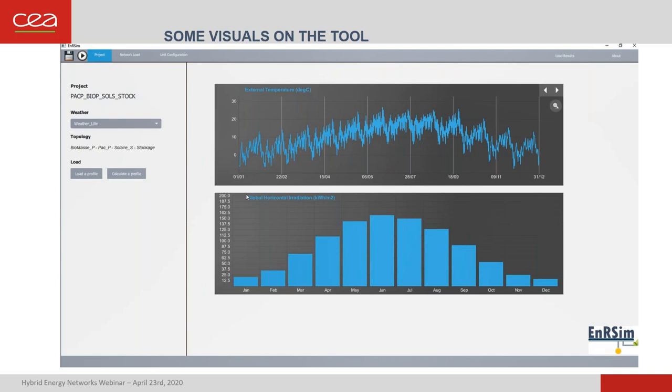I'll just end this presentation with some visuals of the tool. Basically, the idea is to show you what it looks like and what it could be to interact with it. So the tool first requires a few data about the external conditions, so external temperature and also the irradiation, which are provided as typical input files with minimal formatting. At this point, we have not defined the architecture of the system. There is no need for that for the moment. Next slide, please.